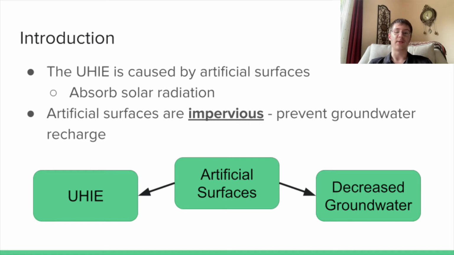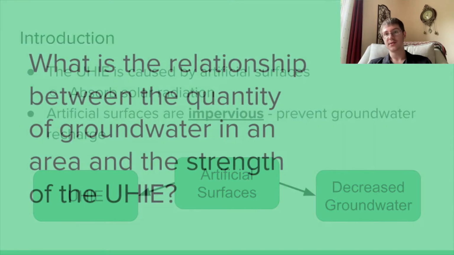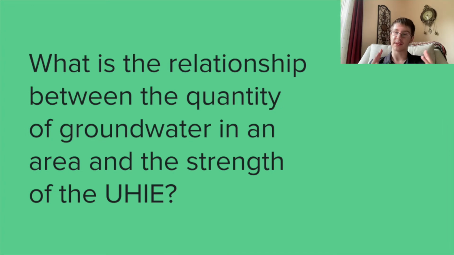As these surfaces are impervious, they will often prevent infiltration of rainwater and runoff to groundwater storages, preventing recharge, which we hypothesize will create a correlation between the strength of the urban heat island effect and the quantity of groundwater in an area. As such, our research question is, what is the relationship between the quantity of groundwater in an area and the strength of the urban heat island effect?